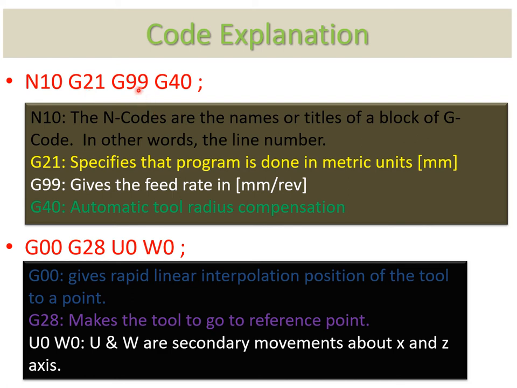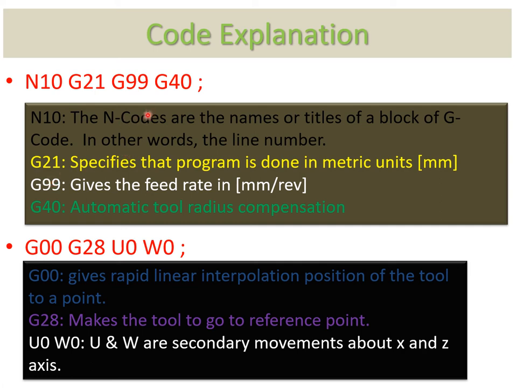G99 code selects the units of the feed rate. So whenever in the code you have given the feed rate, it will consider it in millimeter per revolution. So we can say that we have now set our units in millimeter, and we have set our feed rate in millimeter per revolution. Every value you give in the code, the length of your dimension will be in millimeters, and the feed rate will be taken automatically in millimeter per revolution with the help of G21 and G99 code.